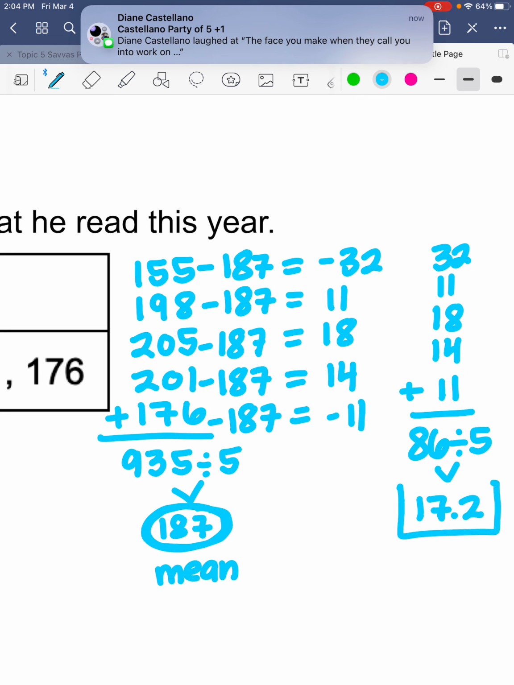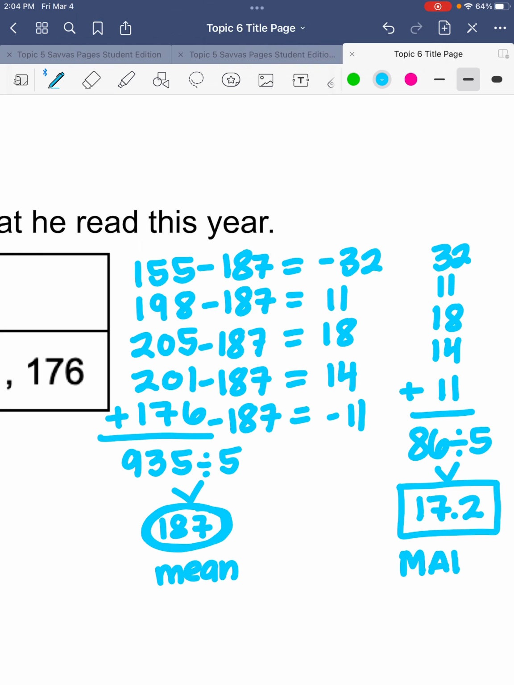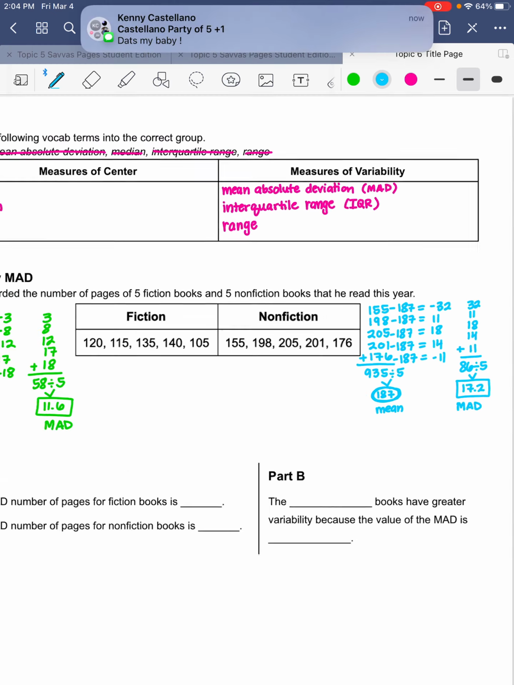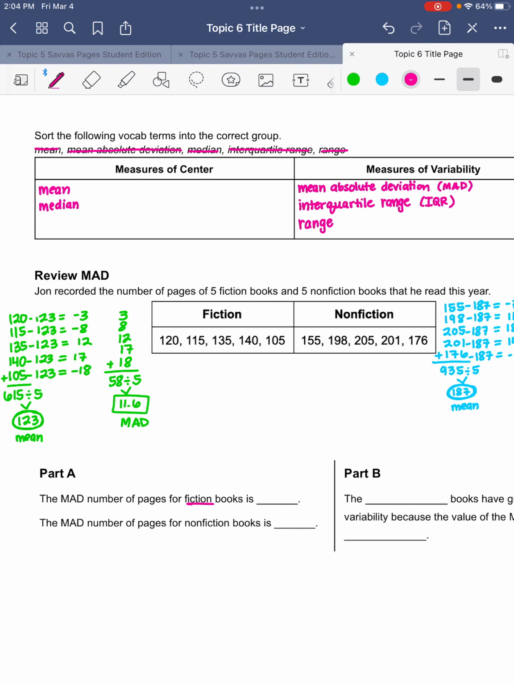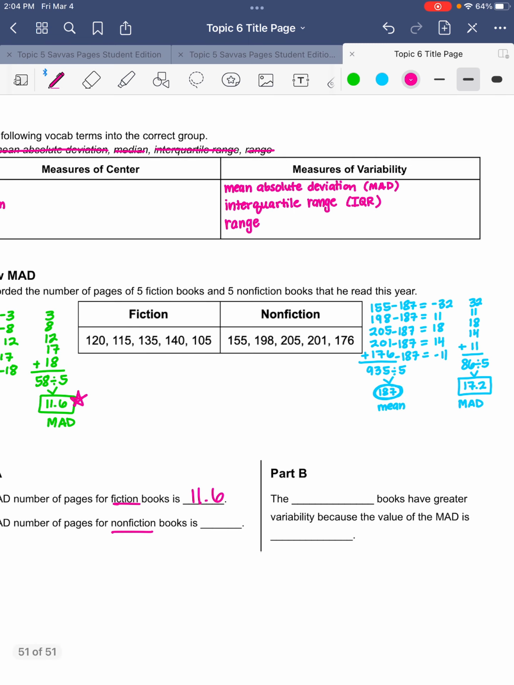So 17.2, what is significant about that? Well, that is the mean absolute deviation for my nonfiction books. So on average, they vary by about 17 pages. Okay? So now, let's complete part A. The MAD number of pages for fiction books, we found right here, is 11.6. The MAD number of pages for nonfiction books, we have over here, is 17.2.